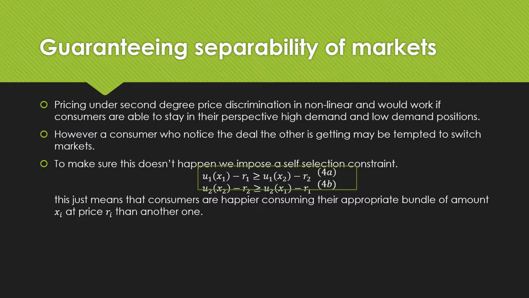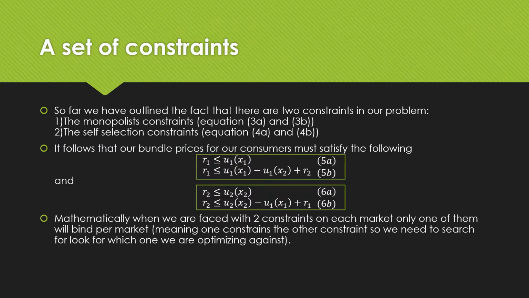This just means that consumers are happier consuming their bundle than they are consuming another one, meaning that for consumer 1, he wants to consume his appropriate bundle, paying his appropriate bundle price, rather than consuming consumer 2's bundle and paying consumer 2's price.